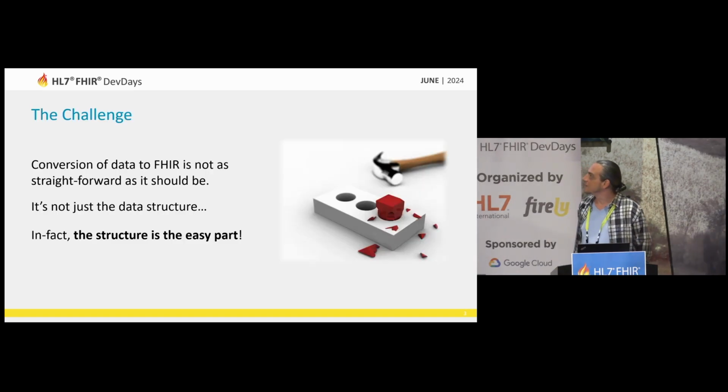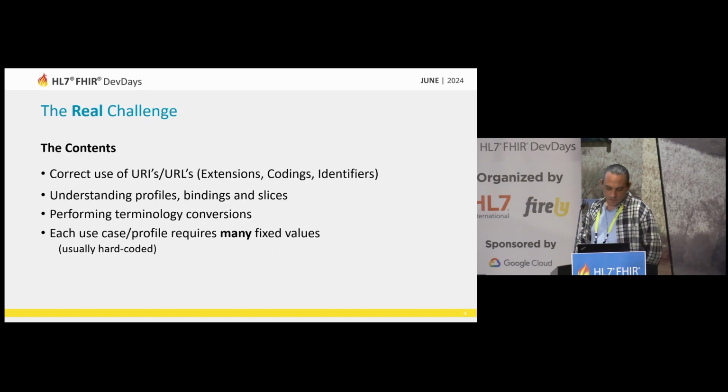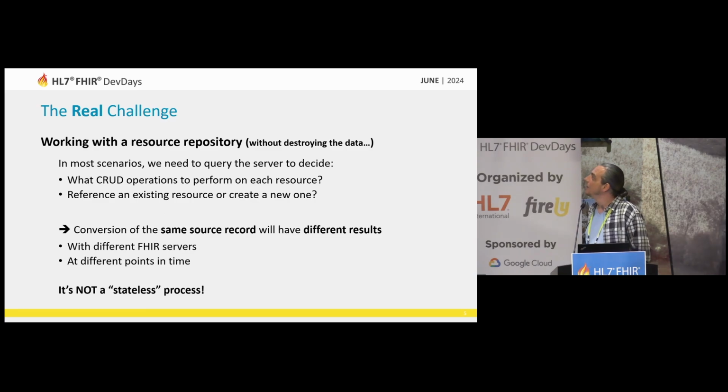So the challenge is conversion of data to FHIR, which is not as straightforward as it should be, and it's not about the data structure. I mean, the structure of FHIR might be by itself a little bit complex, but that's the easy part. The real challenge is, first of all, in the content: the correct use of URIs, understanding profiles, bindings, slices, terminology conversions. Each use case and profile has a lot of fixed values, so you find yourself hard coding them in whatever tool you're using.